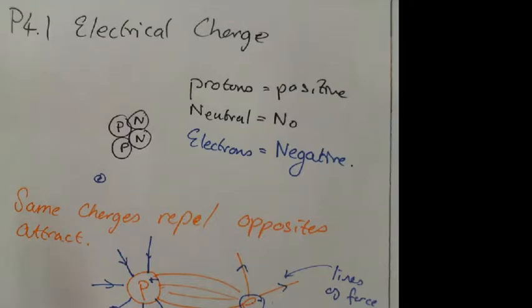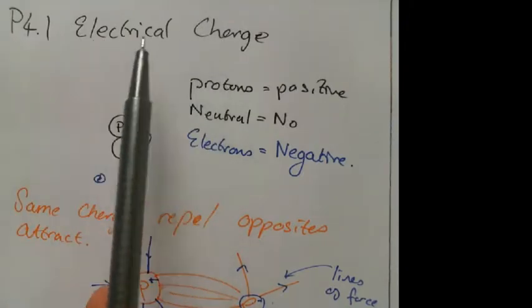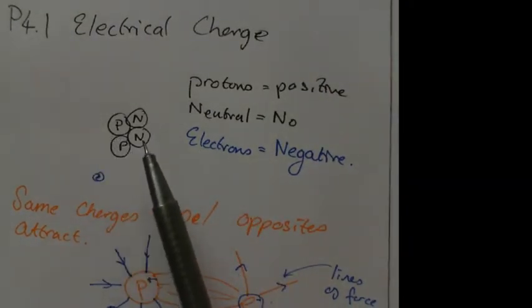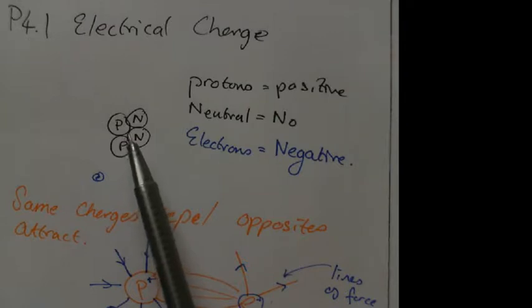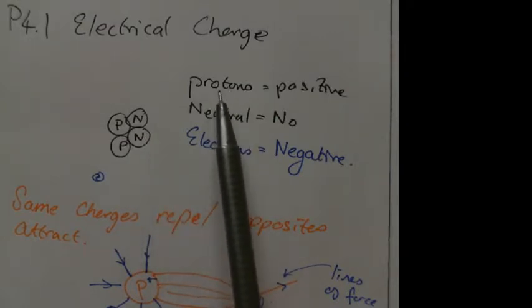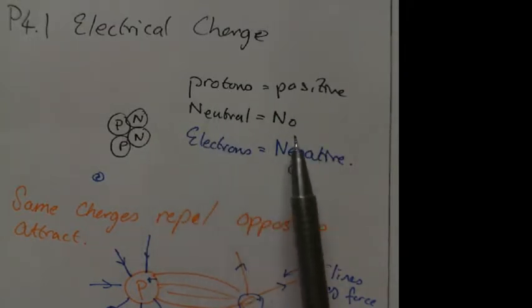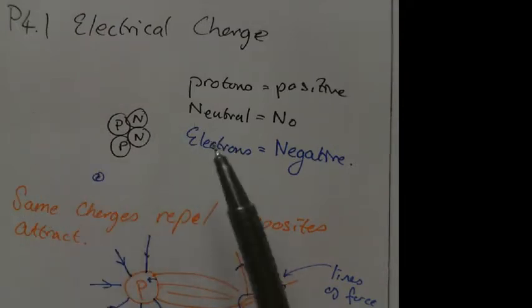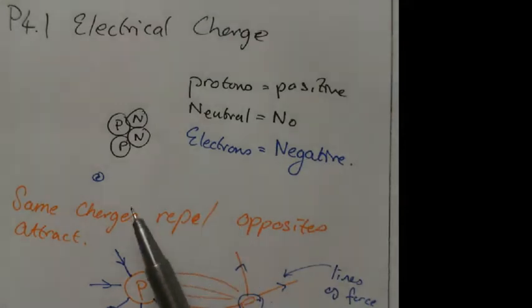Okay, P4.1, electrical charge. And the first thing I want to talk about is a quick recap about the atom. So inside the atom, you've got protons and neutrons. Protons have a positive charge, neutrons have no charge, and the electrons, which are around the outside, have a negative charge.